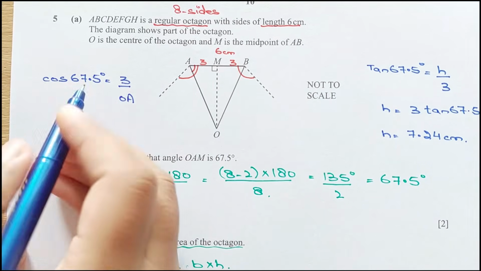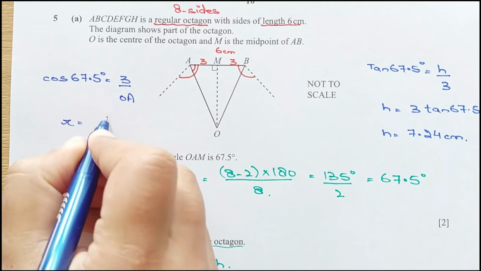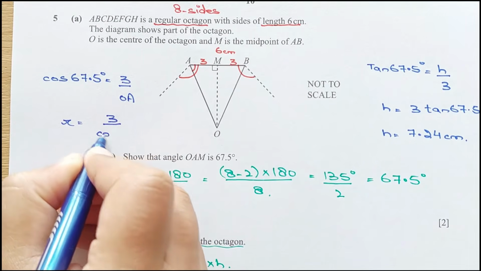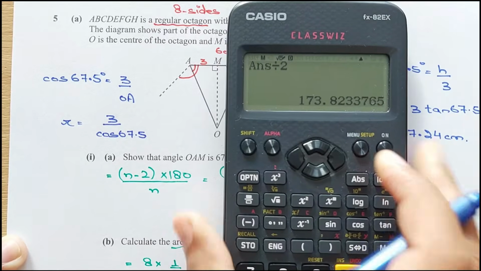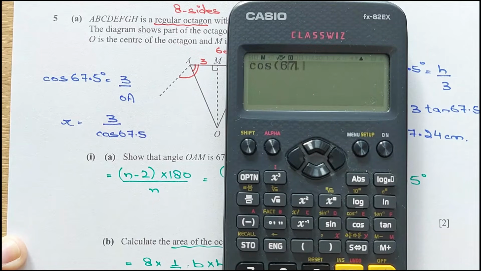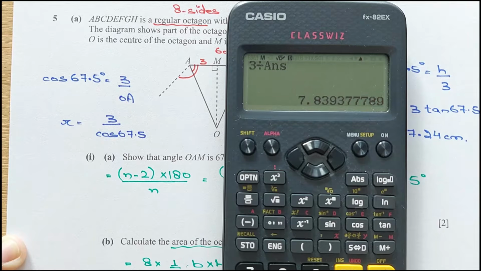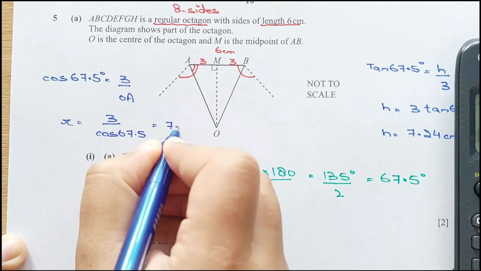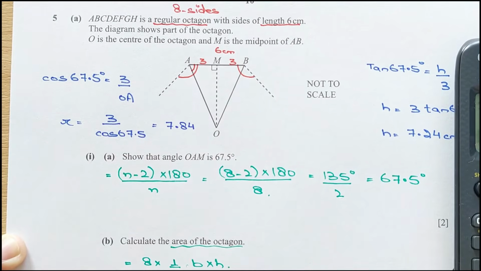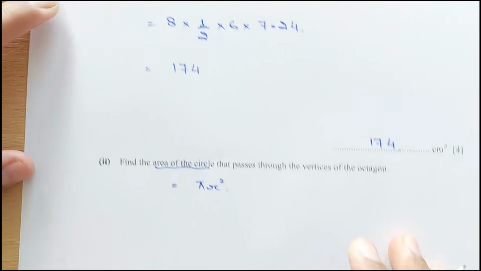So to get OA, or we can say the radius, it is 3 divided by cos of that angle, 67.5. Let me simplify. Cos 67.5 degrees, and 3 divided by the answer. This is 7.83, or 7.84 if I round. 7.84 is the radius, right? Now plug this value over here.